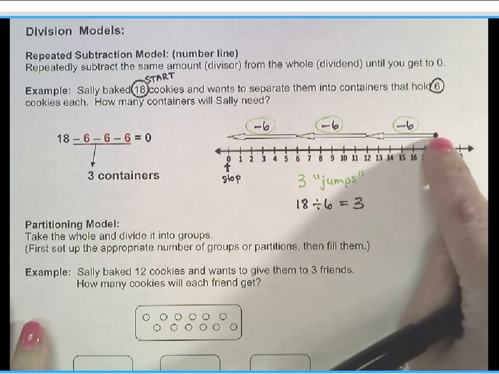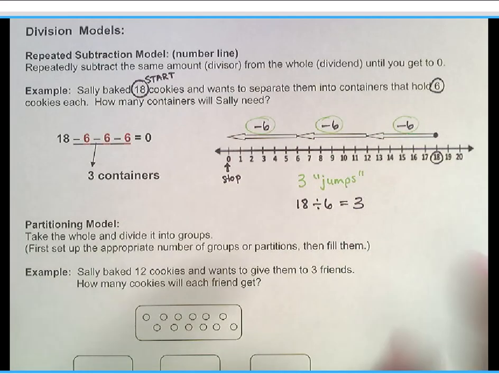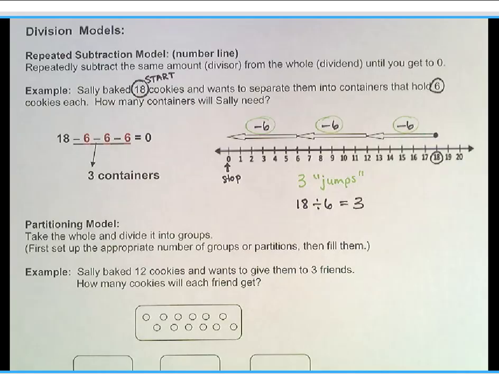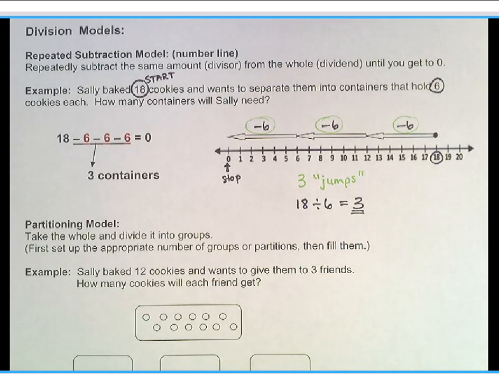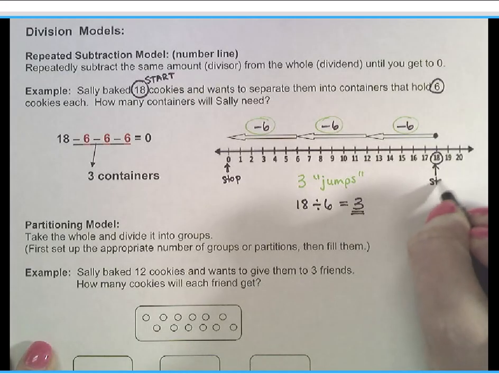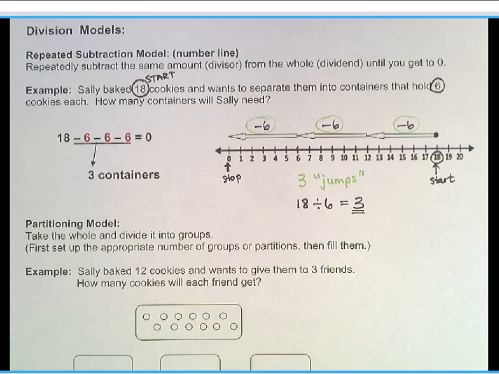So you start at 18, subtract 6, and then at the very end you count how many times you subtracted 6. Now this is assuming that we get a remainder of 0, which is the idea here as we're starting with whole numbers. All right, so that's how you model repeated subtraction. Oh, and again, I should put on here, this is where you start and the 0 is where you stop.